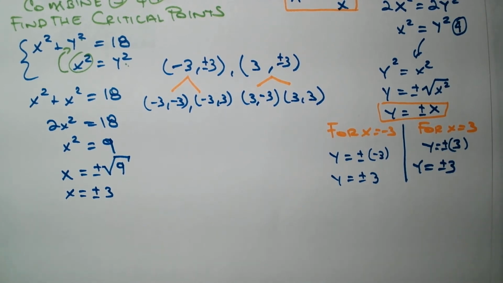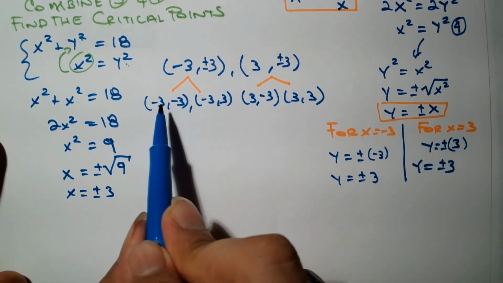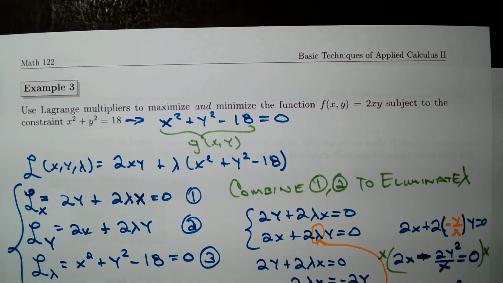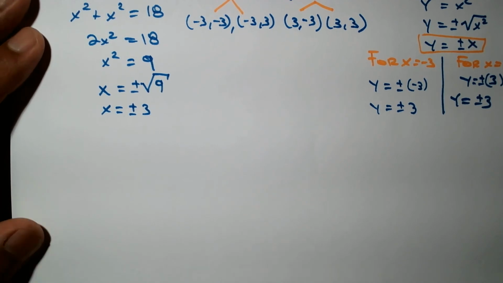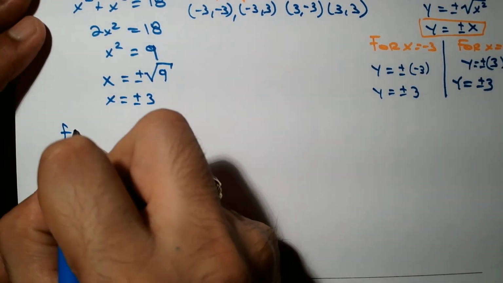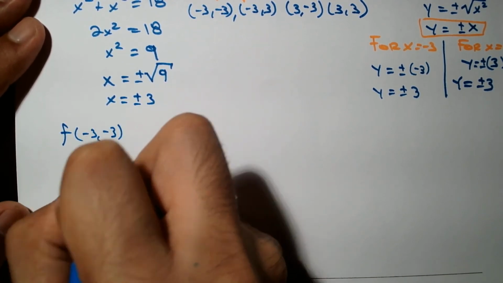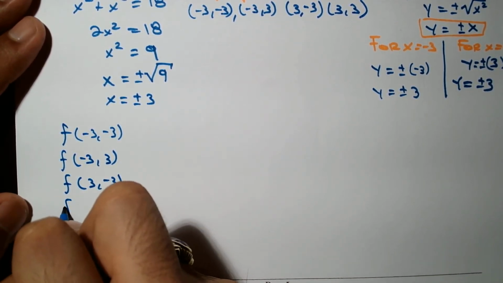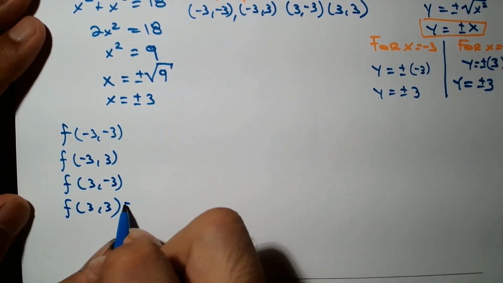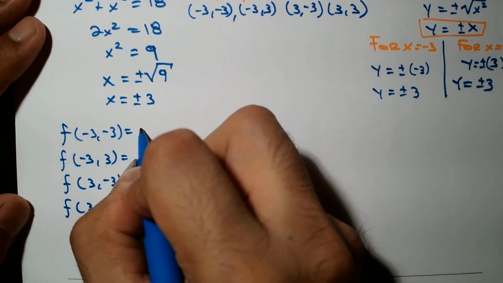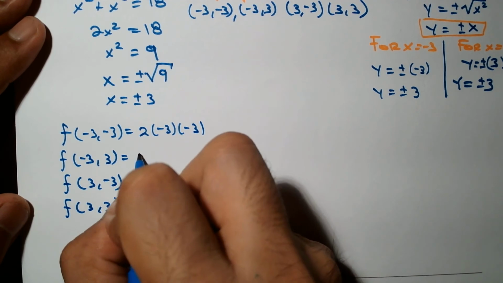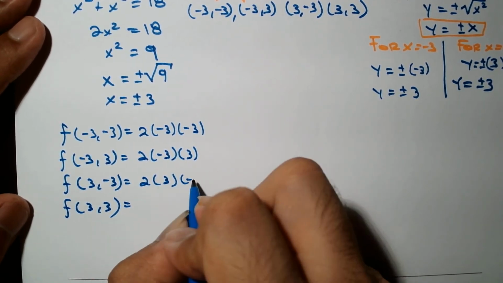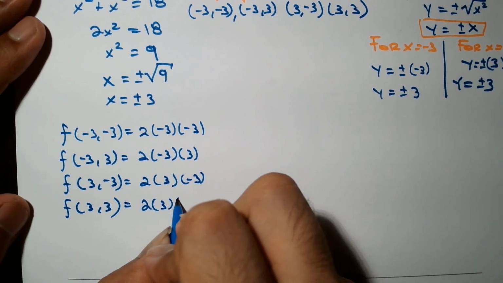Now, how are we going to find those maximums and minimums? We are going to evaluate these 4 points. Yes, it looks like a lot. However, look at the objective function. It's really tiny, lucky for us. So, I'm going to evaluate f at negative 3 comma negative 3, f at negative 3 comma 3, f at 3 comma negative 3, f at 3 comma 3. Okay, so 2 times negative 3 times negative 3, 2 times negative 3 times 3, 2 times 3 times negative 3, and 2 times 3 times 3.